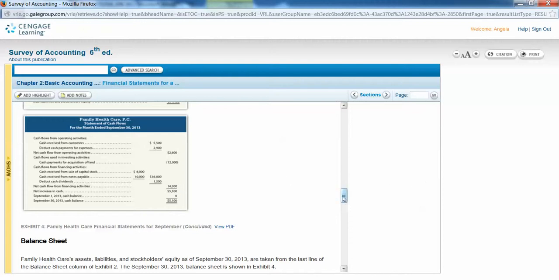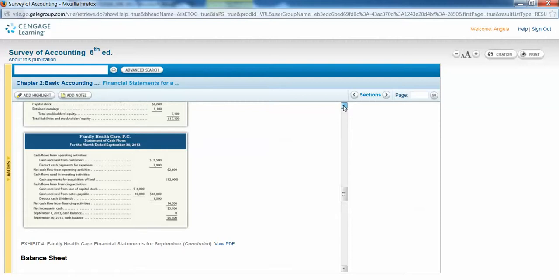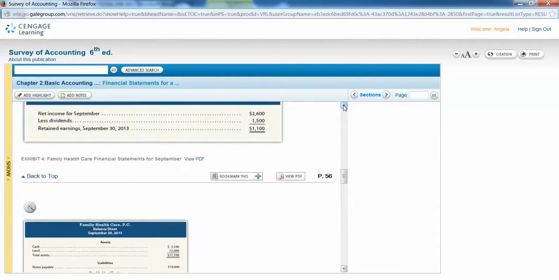Another thing to understand really quickly is the use of single and double underlines.